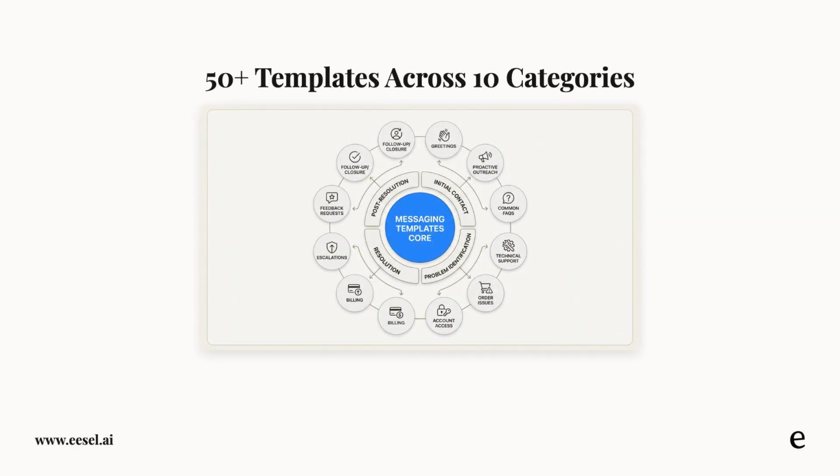A well-organized macro library covers greetings, acknowledgements, clarifying questions, technical support, apologies, billing, out-of-hours responses, closing messages, and escalations. One category per team role keeps agents from scrolling through macros that don't apply to them.